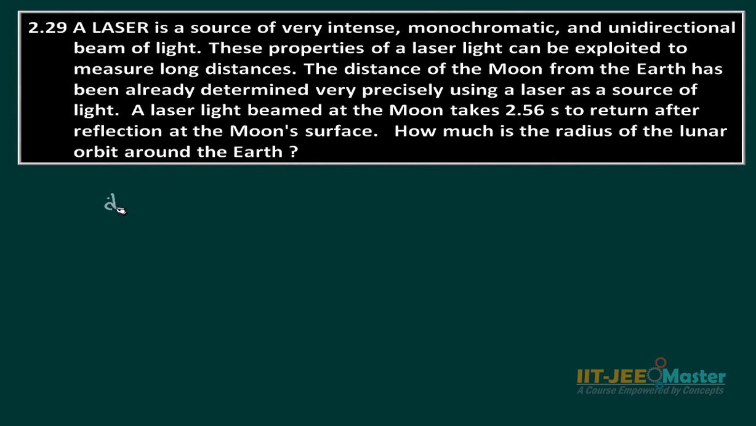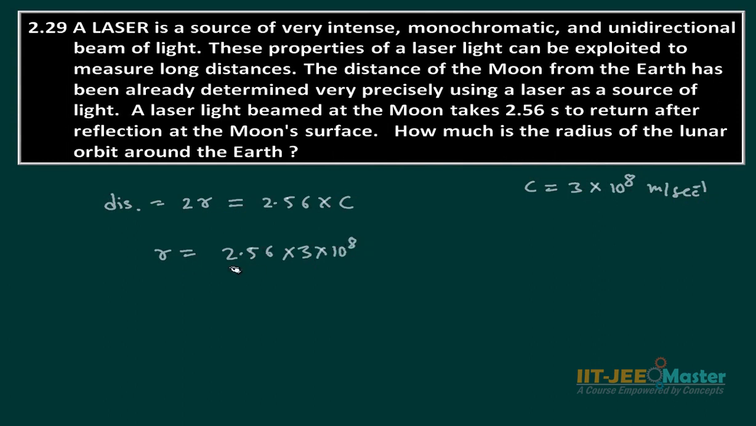So the distance is twice the radius, and it will be equal to 2.56 times c, where c is the speed of light, 3 into 10 to the power 8 meter per second. Then r will be simply 2.56 times 3 into 10 to the power 8 divided by 2 meter, and it comes out to be 3.84 into 10 to the power 8 meter up to 3 significant digits. Let us see the next problem.